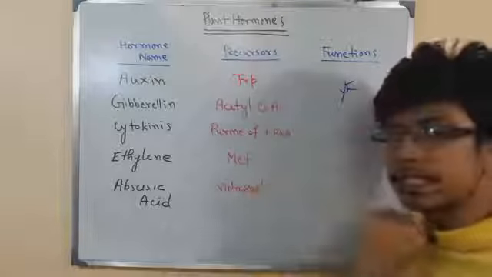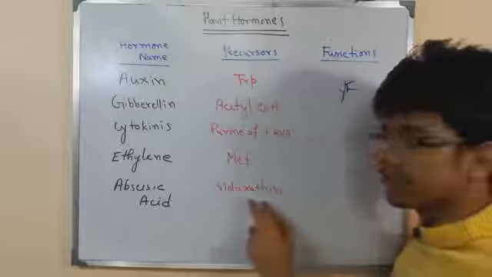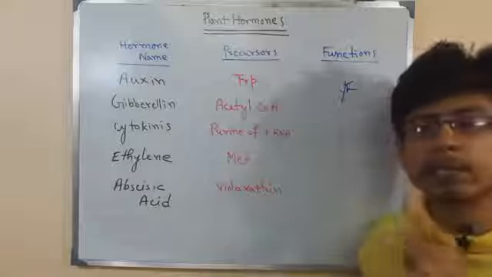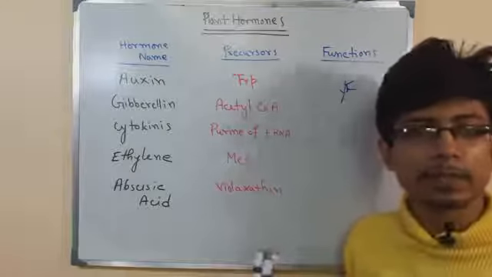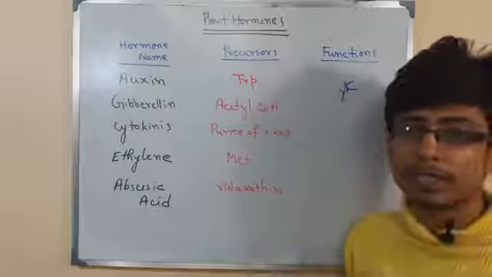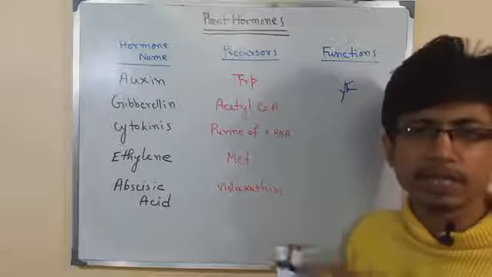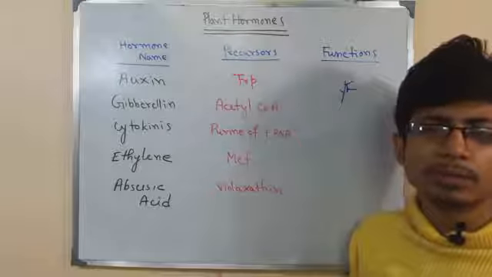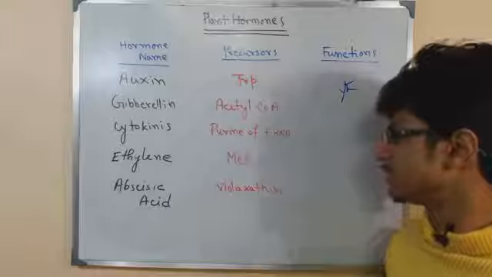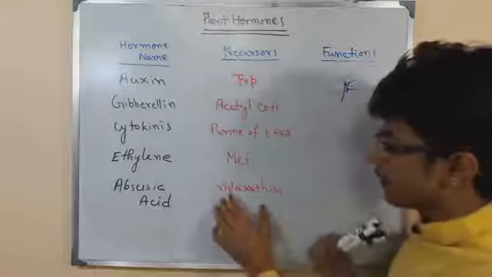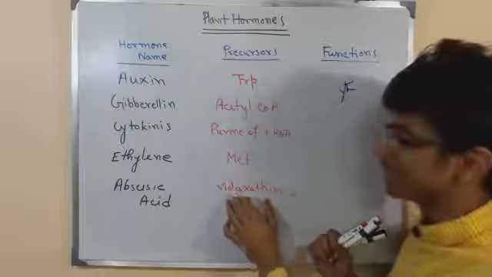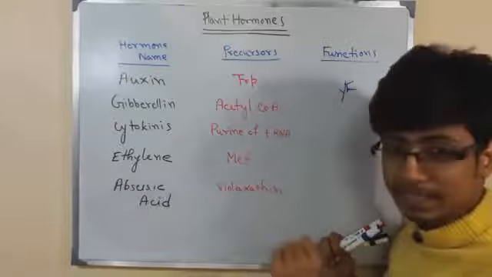Fifth one is abscisic acid, and the precursor is violaxanthin. Violaxanthin is actually a type of xanthophyll that is present in the xanthoplast in the plant cell. Actually it's a kind of plastid that is present in plant cells. So from that violaxanthin is produced, and from violaxanthin abscisic acids are produced.